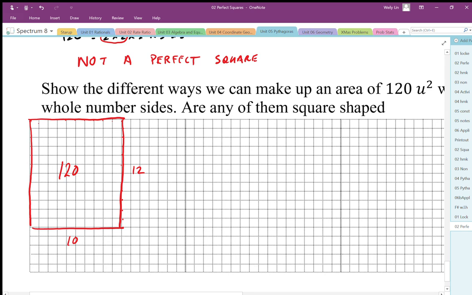The next one that we could maybe do is 8 times 15, but clearly, if I do 8 by 15, 5, 10, 15, clearly that is not a perfect square shape.